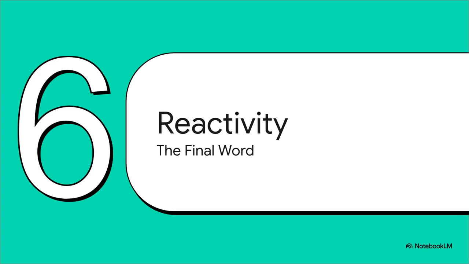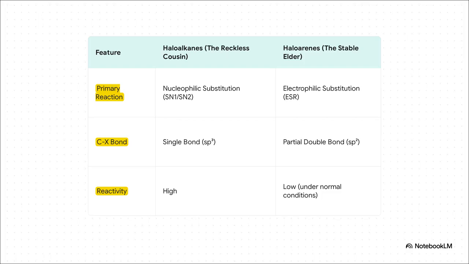All right, so we've met the whole family. The wild child haloalkane and the super stable haloarene. We've seen where they come from and how they act, so now it's time to lay it all out. The final word in this chemical family drama. And here's the final scorecard. It really all comes down to this.